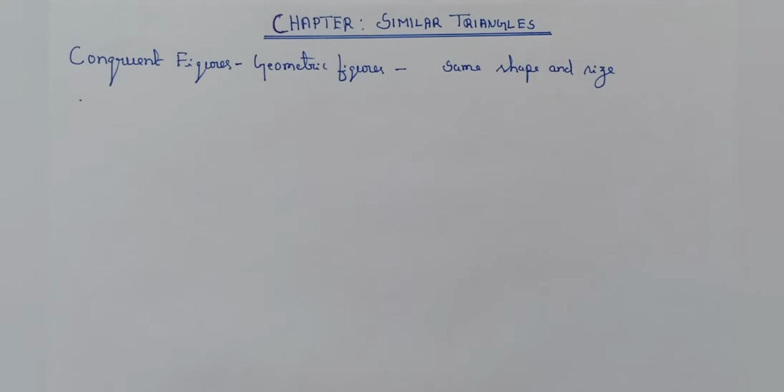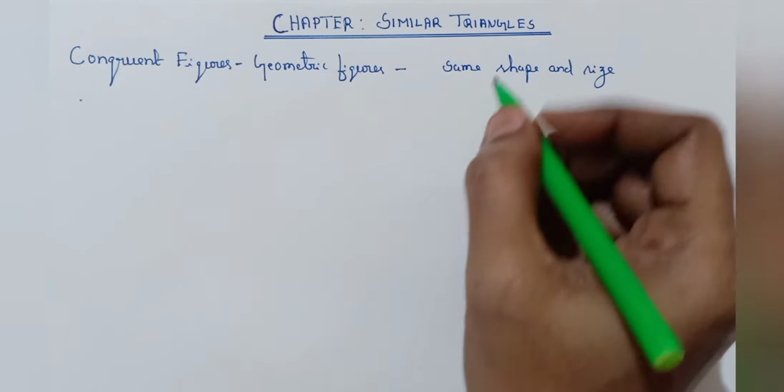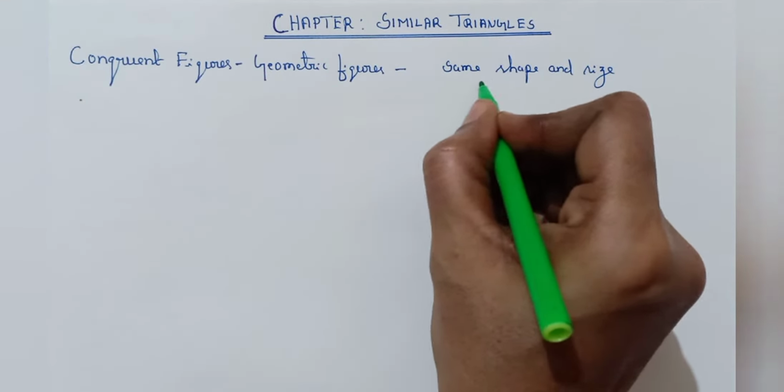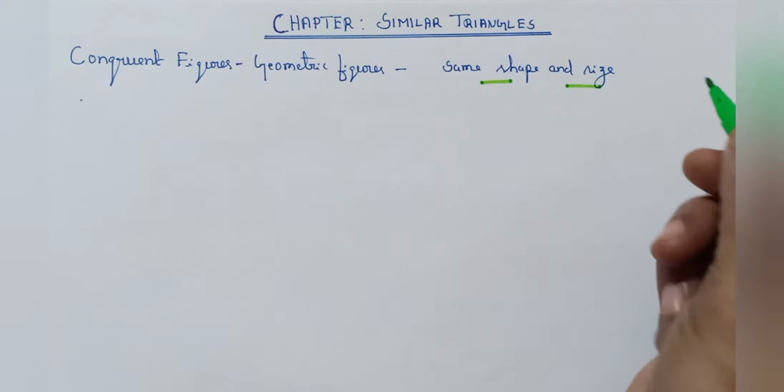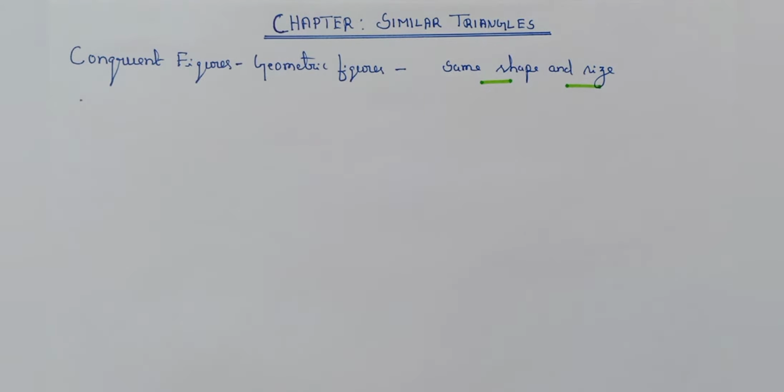Good morning, children. Today, let us start the chapter Similar Triangles. In earlier classes, you have learnt about congruent figures. What do you mean by congruent figures? You know, the two geometric figures which have the same shape and the same size are called congruent figures.